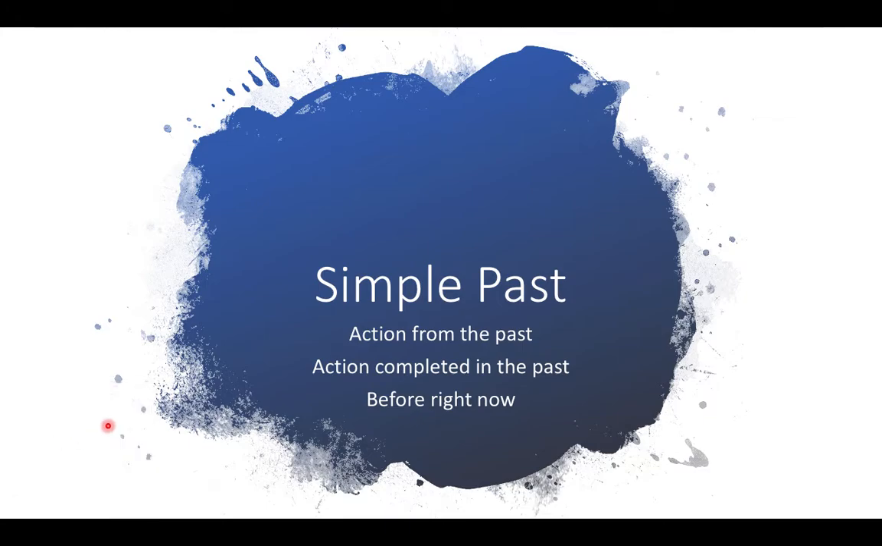Okay, students, so today we are going to be talking about the simple past tense of verbs. So verbs just mean action words, and when I say simple past, that just means an action from the past, or an action completed in the past, or anything right before right now. So simple present means like in the moment, right? Or something that you do a lot. But simple past means anything before right now.